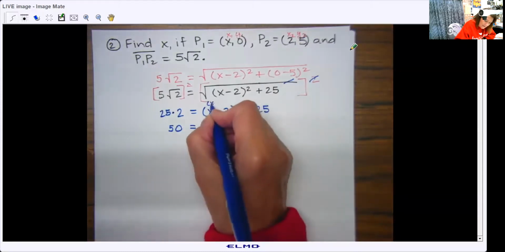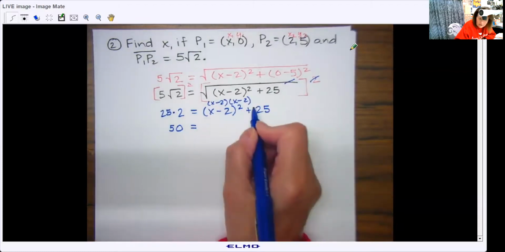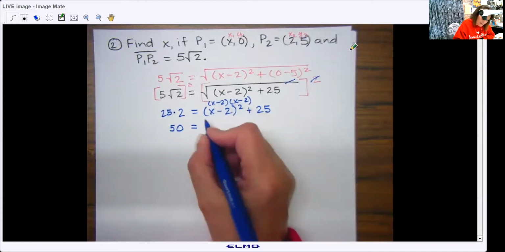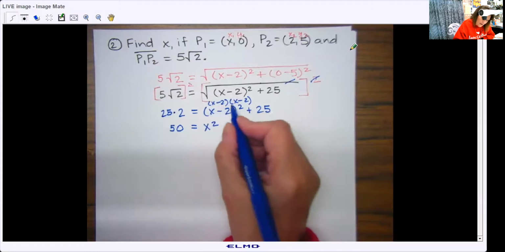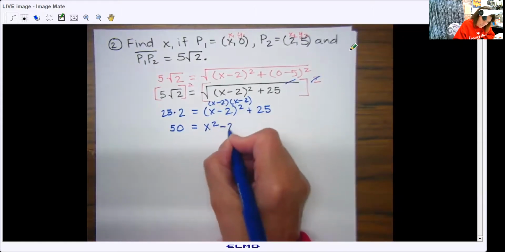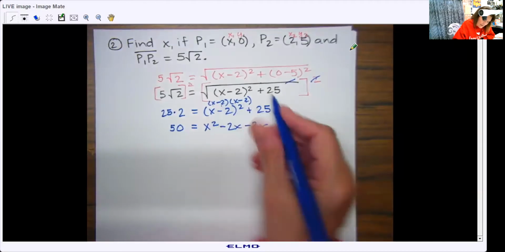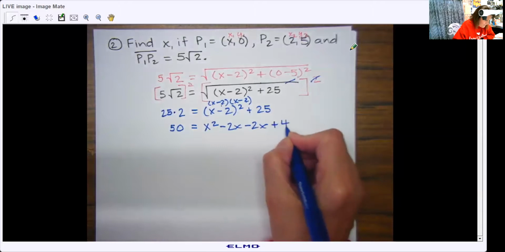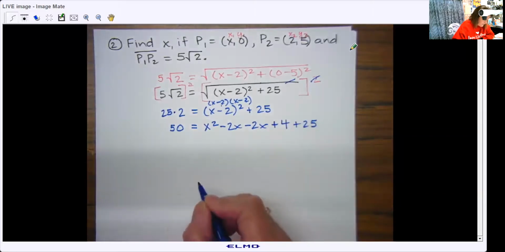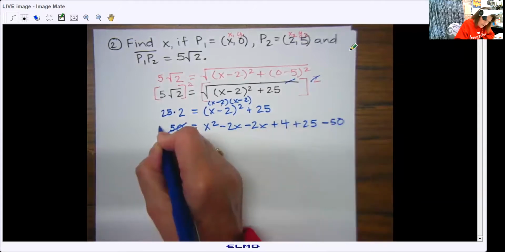So this is x minus 2 times x minus 2. So first, outer, inner, last, or double distributive, whichever way you learned it. X times x is x squared. Minus 2x outside. Inside minus 2x. And last, negative times a negative is a positive 4. And then we have the plus 25. Let's see if we can move everything to one side. So I'm going to put that minus 50 over there and just get a 0.